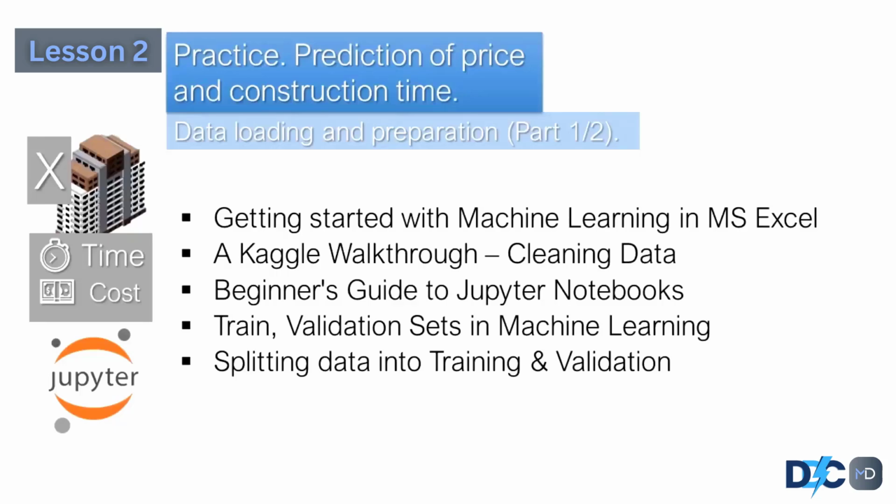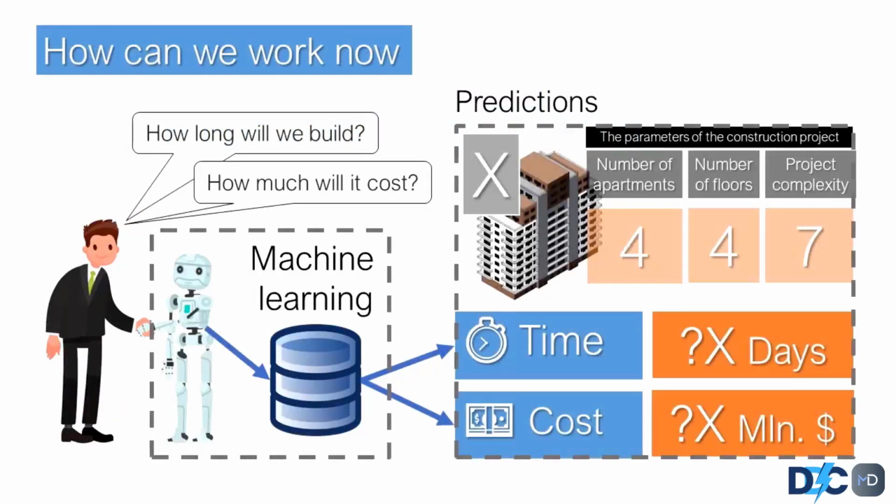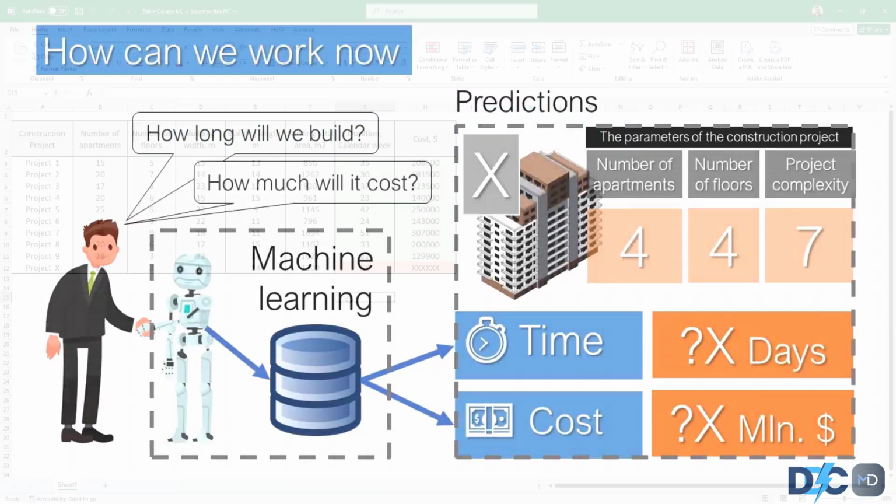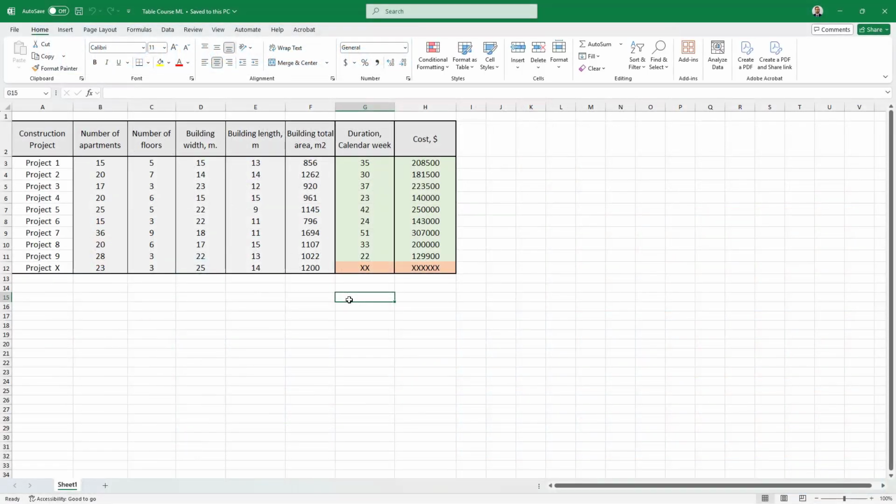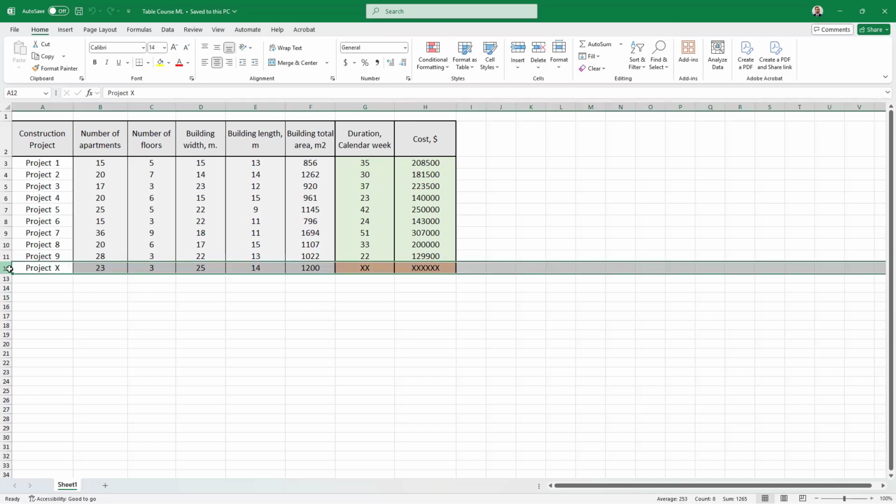We will consider the example of predicting price and construction time, which we examined in the last lesson. To do this, I've created a training table with some project data. Here we have information about 9 previous projects. Based on this data, we will predict the duration and cost of building Project X.